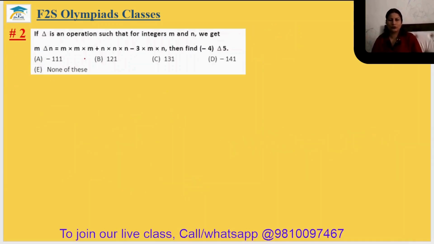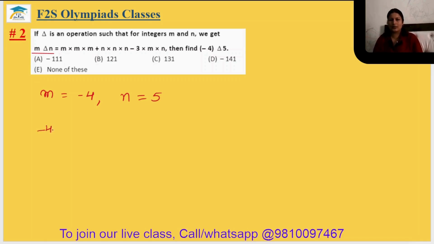Come to question number 2. An operator, we can call it operator or triangle, you can say, is an operation such that for integers m and n we get this. Then find minus 4 operator 5. Minus 4 operator 5, and here it is m operator n. So it means m equal to minus 4, n equal to 5. So where there is written m, you have to write minus 4.